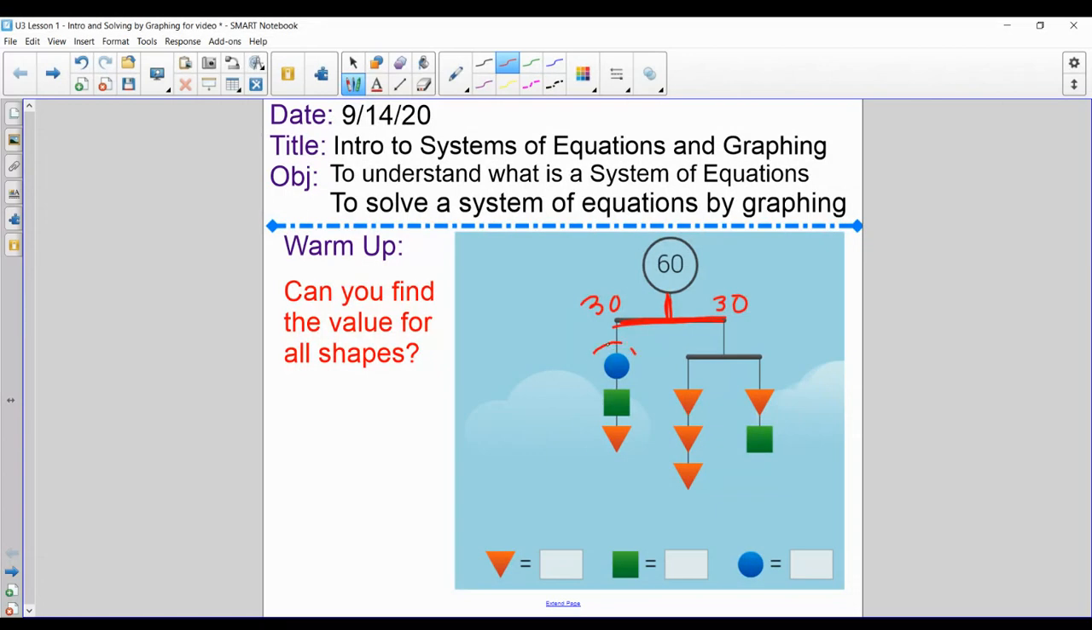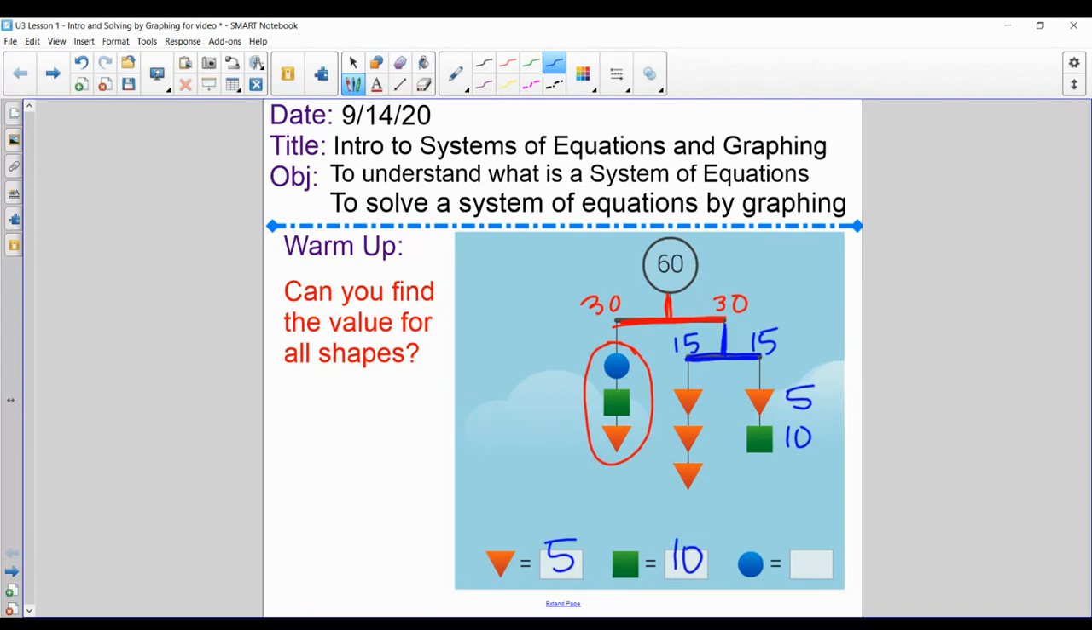So knowing that this side is 30 but having three different shapes doesn't help me a lot. So then I have to keep looking and say, well, now 30 is being split in half because this is going to be balanced. So I know this side is 15 and this side is 15. So now the middle strand does tell us something, because if I have three triangles that are equal to 15, doesn't that mean each triangle is 5? And if this triangle is 5, doesn't it tell me that the green square must be 10?